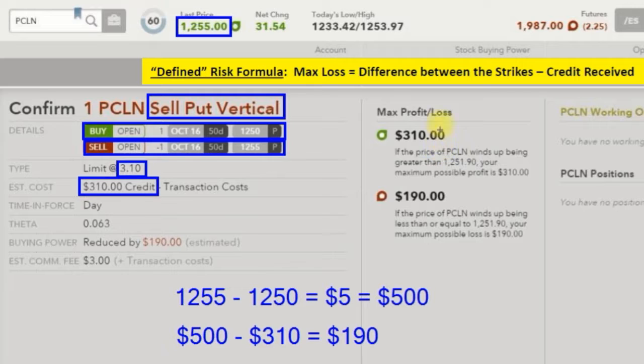And if we look up here, we see it exactly plays out the way we expected. Our max profit is what we sell it for, so the most we can ever make on this trade is $310. The most we can lose is the difference in the strikes minus the credit received, which is $190, just as we see down here.